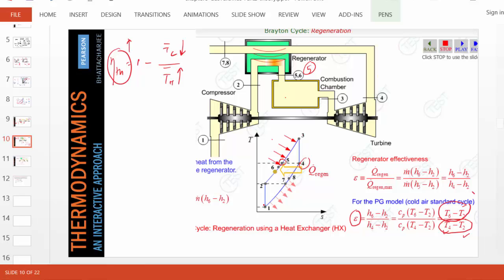How do you find state 8? That can be obtained from a simple energy balance in the regeneration system. The heat rejection is given by m dot times H4 minus H8. That's the heat rejected by the hot gas, and m dot times H6 minus H2 is the heat gained by the compressed air. So if we equate the two, you can obtain the state 8 for a regenerative cycle.